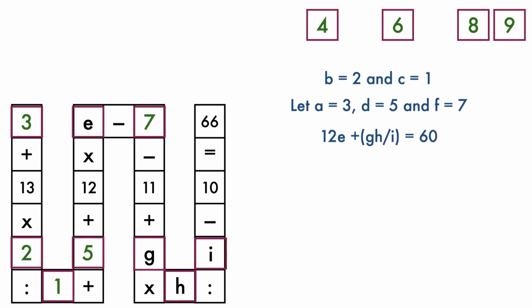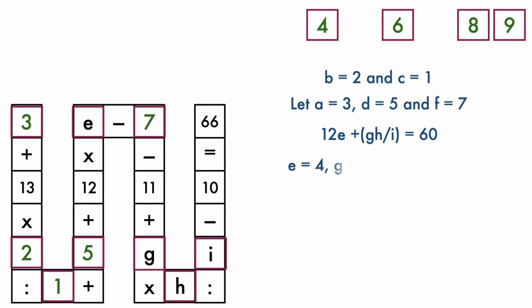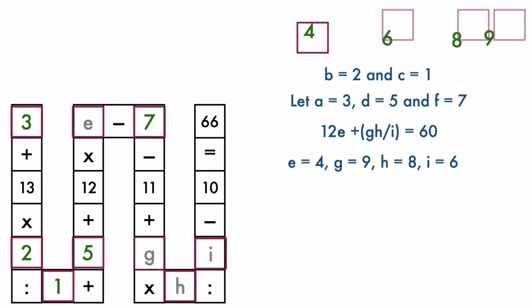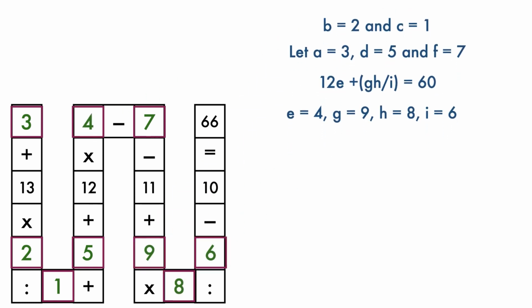The numbers remaining are 4, 6, 8, 9. Playing around with these gets us E equals 4, G equals 9, H equals 8, I equals 6. After substituting, the equation becomes 48 plus 72 over 6 equals 48 plus 12, which is equal to 60. Now we have filled all the gaps. After filling, the snake looks like this.